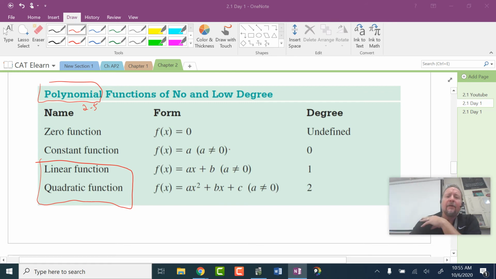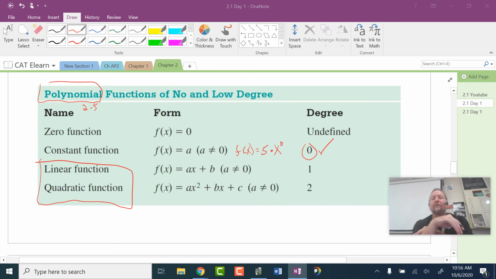Why is the constant function degree 0? For instance, give me an example: f of x equals 5, and that's it. That's degree 0 because I could put an x to the 0 next to it, like in the previous thing I showed you up there. x to the 0 is 1. 1 times 5 is 5. That is why this is considered degree 0.